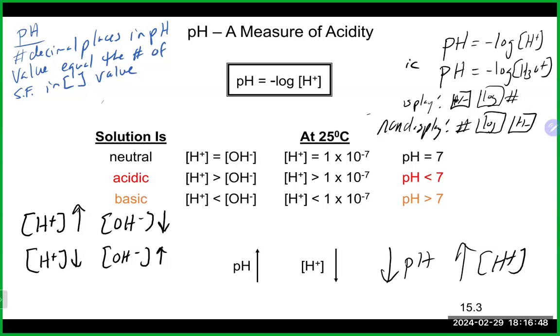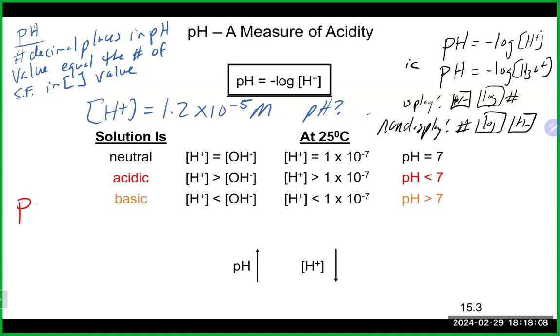So let's try our calculator, shall we? The H plus concentration is equal to 1.2 times 10 to the minus 5. What is the pH in this case? Why don't you give that a go and see what's happening there? Try it on your calculator, make sure you know how to punch it in.